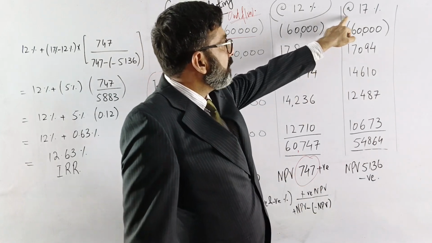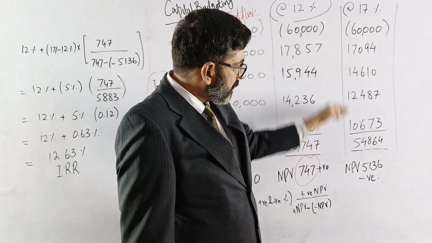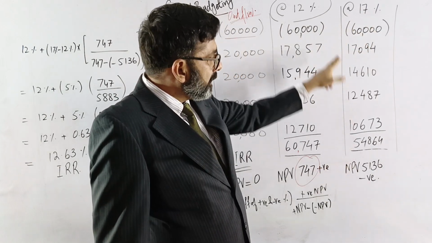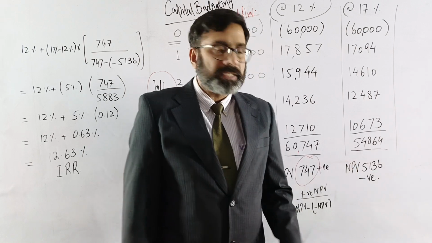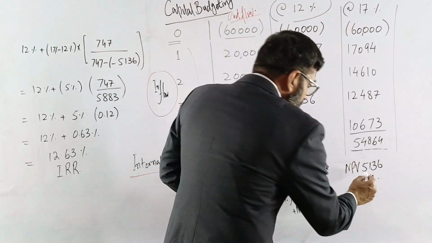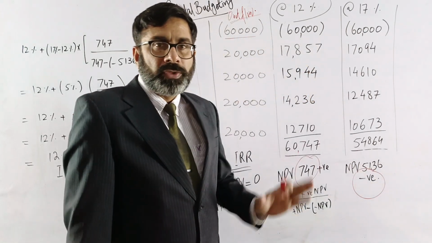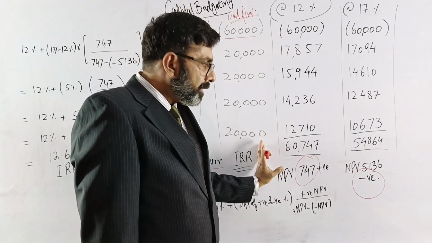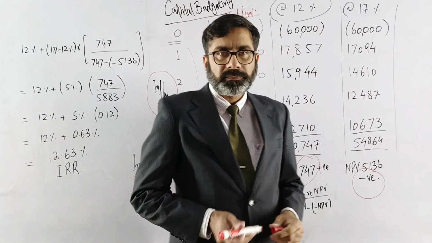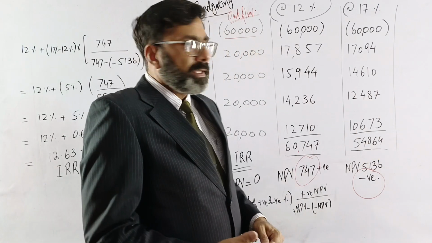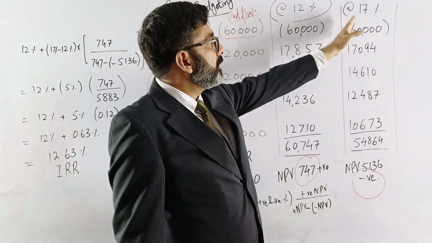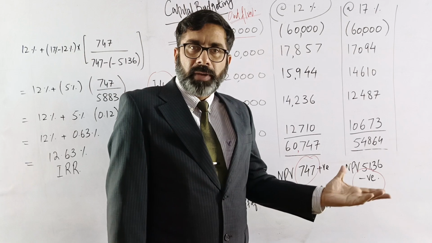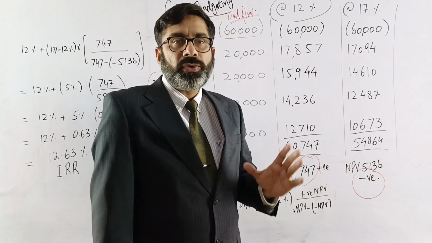So if we are using the 17% discount rate and we are getting the net present value, the net present value here is how much? 5,136. But that value is negative. So now we have one positive value and one negative value. Some other student may be calculating this at 15%. So that will also be fine, there is no issue in that.